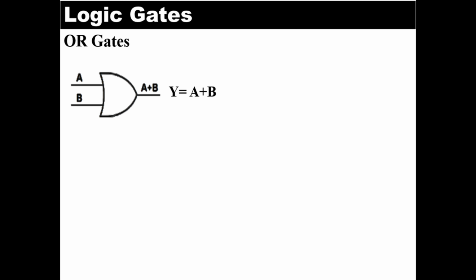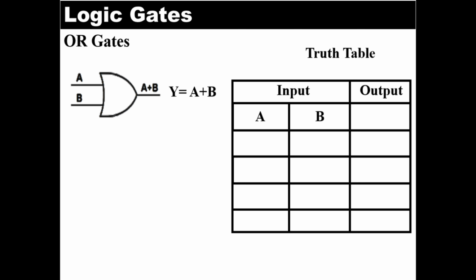So this is the circuit of the OR gate. Now let's see its truth table. This is the truth table in which A and B are inputs and Y is an output. We have to write all possible inputs in this truth table. The first possibility of input is A equal to 0 and B equal to 0, that is, both inputs are 0 or low.